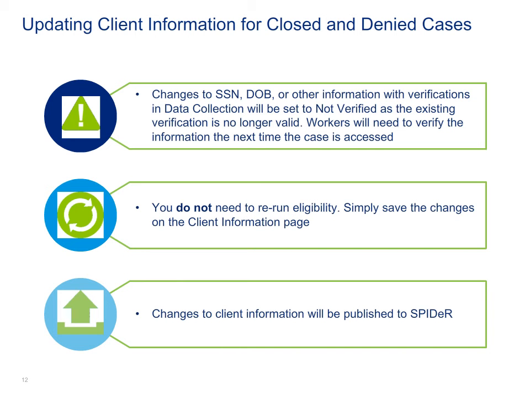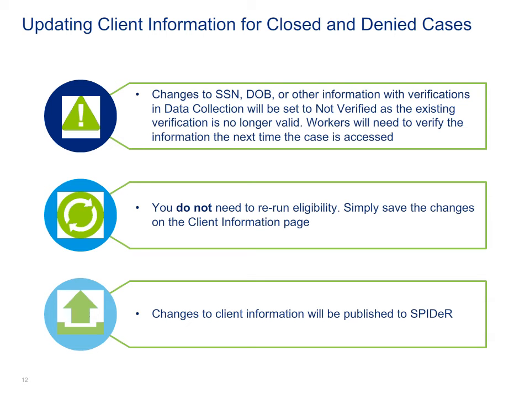Some more information about updating client information for closed and denied cases. Change to Social Security number, date of birth, or other information with verifications in data collection will be set to not verified as the existing verification is no longer valid. The workers will need to verify the information the next time the case is accessed. So for example, if you are taking out someone's Social Security number because it belongs to another client, that verification source will be changed to not verified, and the next person to go into the closed case will need to make a new verification. You do not need to rerun eligibility. You will simply save the changes on the client information page.